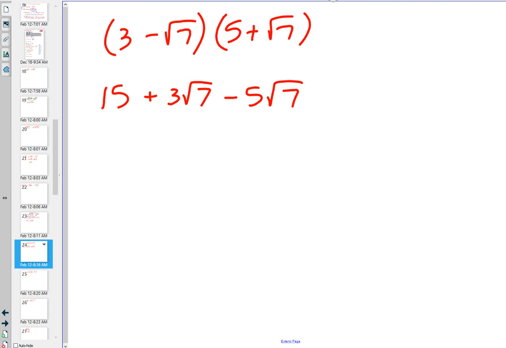On the outside, like for instance here, 3 times the 1 on the outside gives me 3. And this doesn't have a square root, so it's basically tossed. If I were to ask you what's 3 times x, you would tell me 3x. And we said variables behave like radicals. So 3 times square root of 7 is just 3 square root of 7.